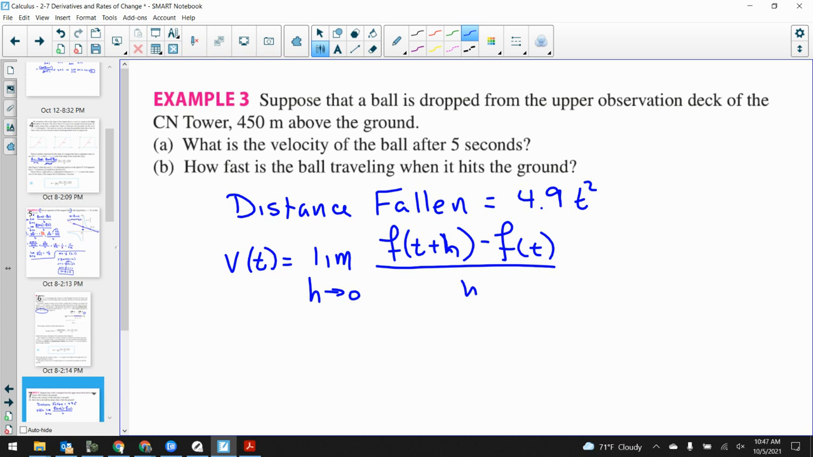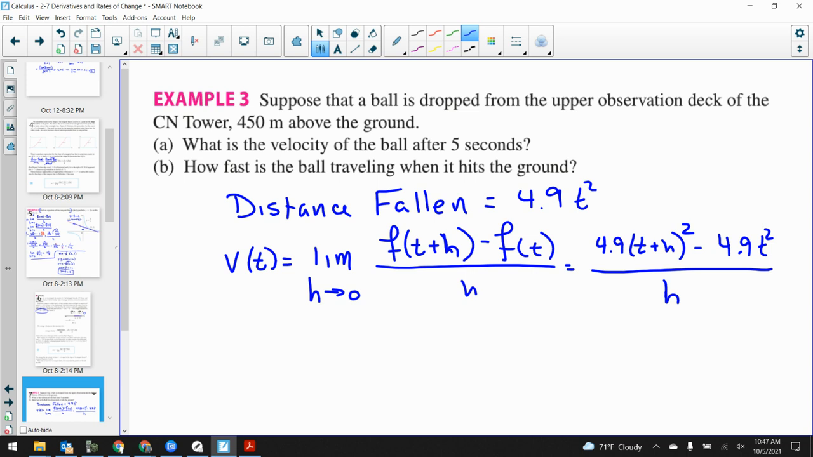All right, but we know f of t. Okay, f of t is 4.9 t squared. So I'm going to find f of t plus h. All right, so 4.9 times t plus h squared minus f of t, 4.9 t squared, all over h. Sometimes my h is turning to n's.